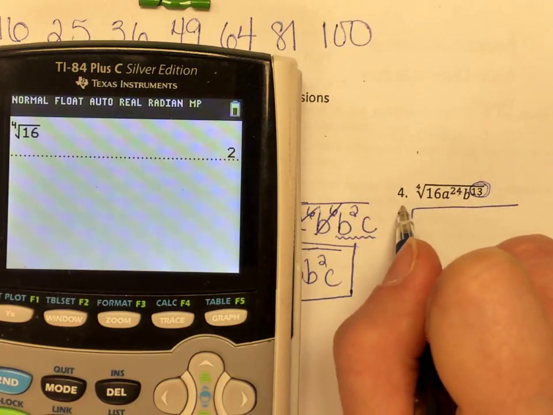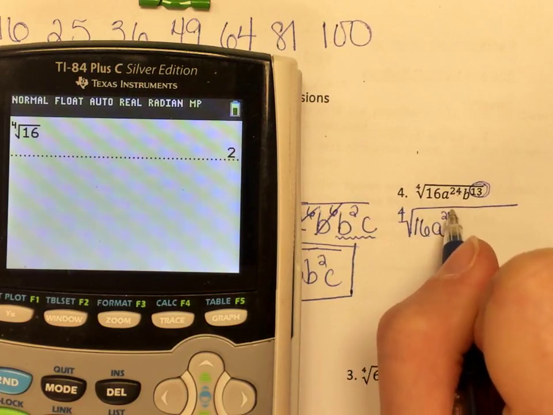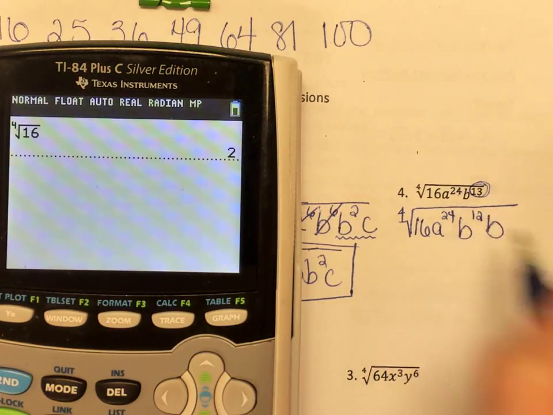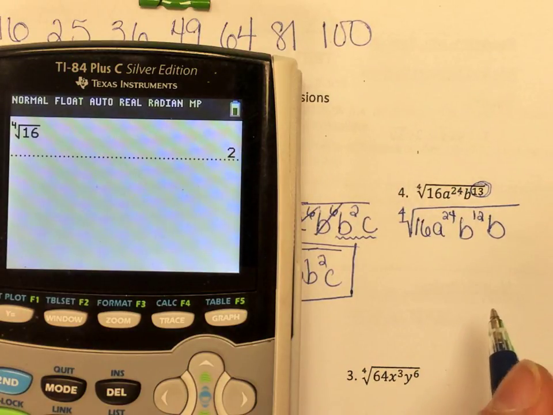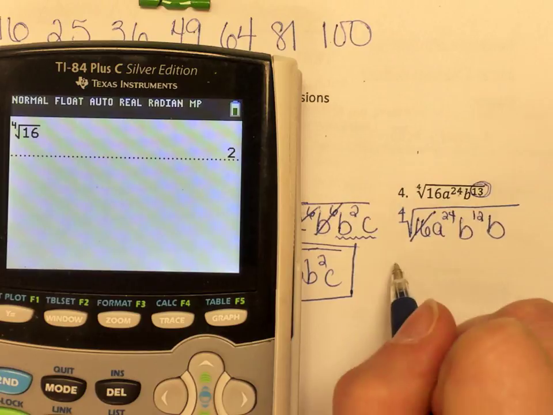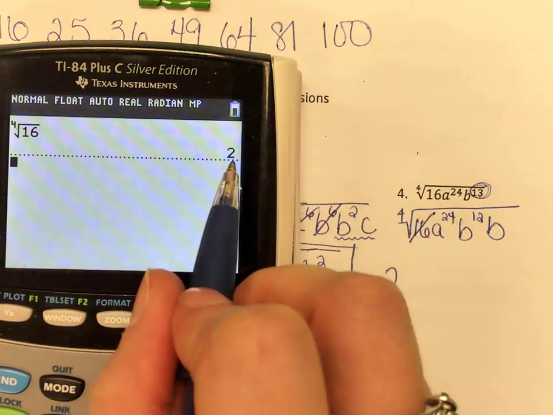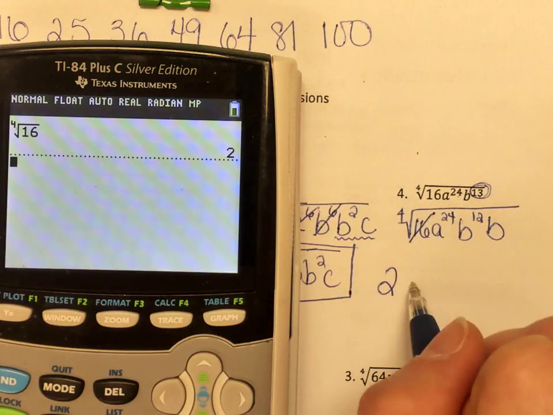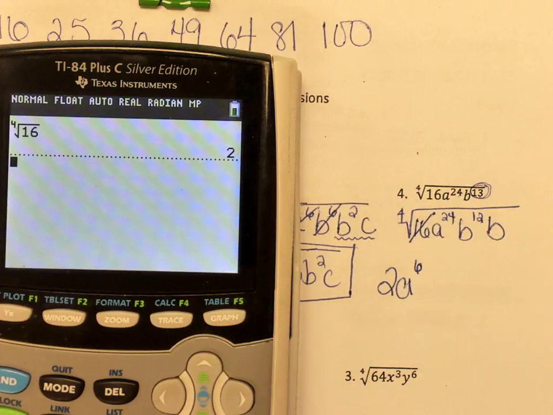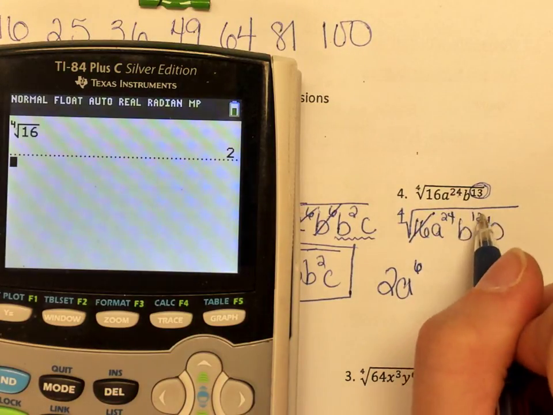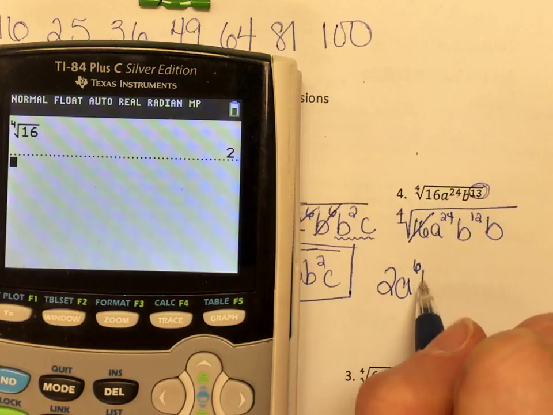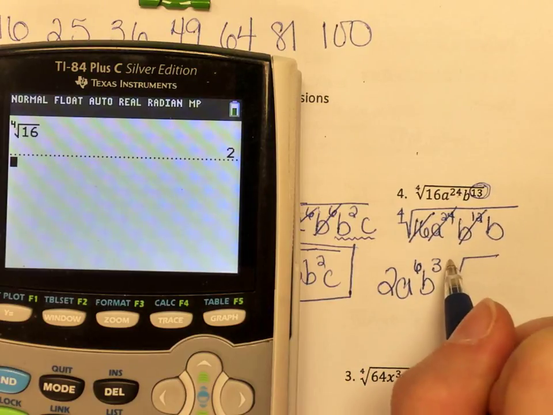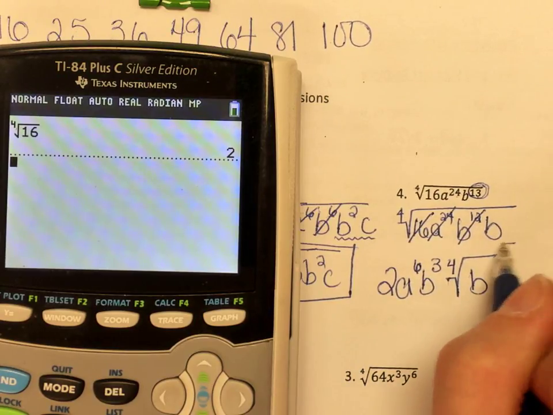Let's fix everything first. So 16, a to the 24th, b to the 12, you said. And how many more do I need to make 13? One more. There you go. All right, here we go. What's the fourth root of 16? 2. Fourth root of 16 was 2. All right, what's the fourth root of a to the 24th? What's 24 divided by 4? A to the 6. Very good. Okay, what's the fourth root of b to the 12? B to the 3. And then you can't do anything with that one, so you just write fourth root, and then your b.